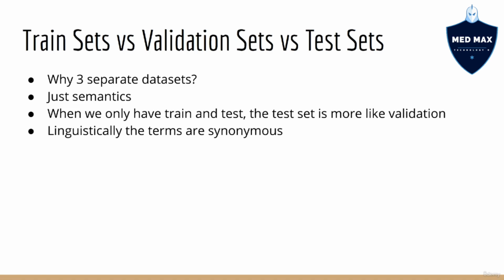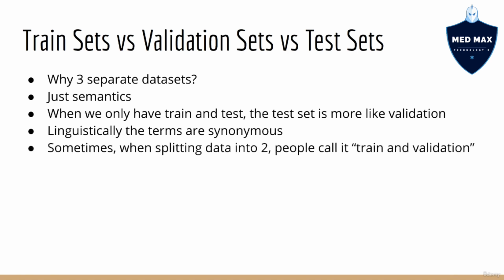What you are doing when you split your data into train and test is you are actually using your test set to validate that your model works on unseen data. So in fact, sometimes when people split their data into 2 parts, they'll call them train and validation sets rather than train and test sets. In this context, the meaning of both is exactly the same. I hope you're not confused.